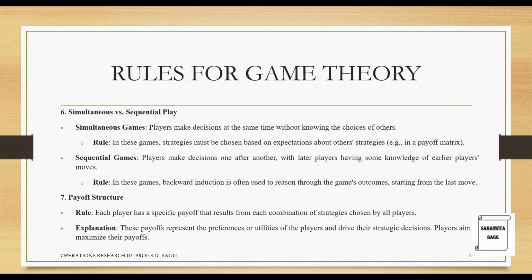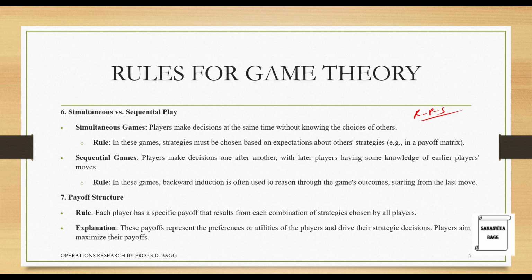The next one is simultaneous versus sequential play. Simultaneous games: players make decisions at the same time without knowing the choices of others. In these games, strategies must be chosen based on expectations about other strategies. Example: a payoff matrix. Rock, paper, scissors is one example. Everything happens simultaneously. You do not know what the other player will do and you have to make a rough estimate or a probability, something which comes to your mind, and you make a move and the other player also makes a move, and then whatever happens you will have to bear with the consequences.